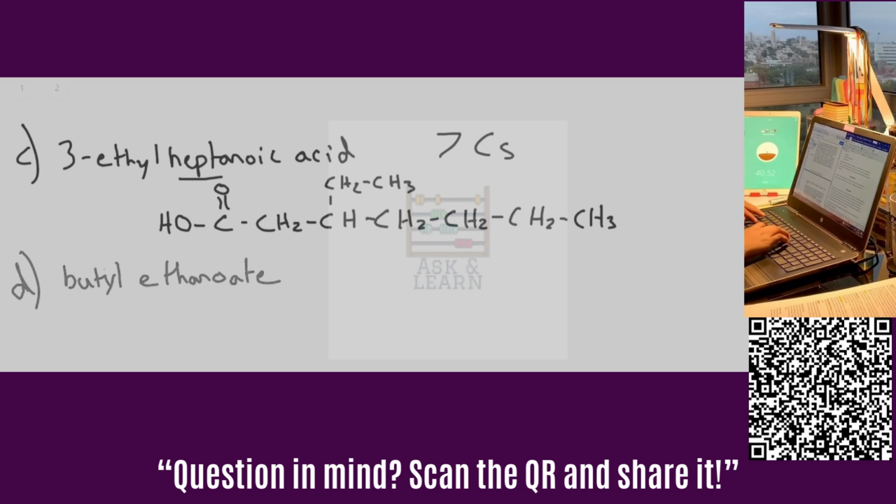So we can go ahead and draw in our eth, which is 2 carbons. And the second one is double bonded to the oxygen and single bonded to another oxygen. And then we have the butyl group, which is CH2, 4 carbons in a row. And that's the structure for butyl ethanoate.